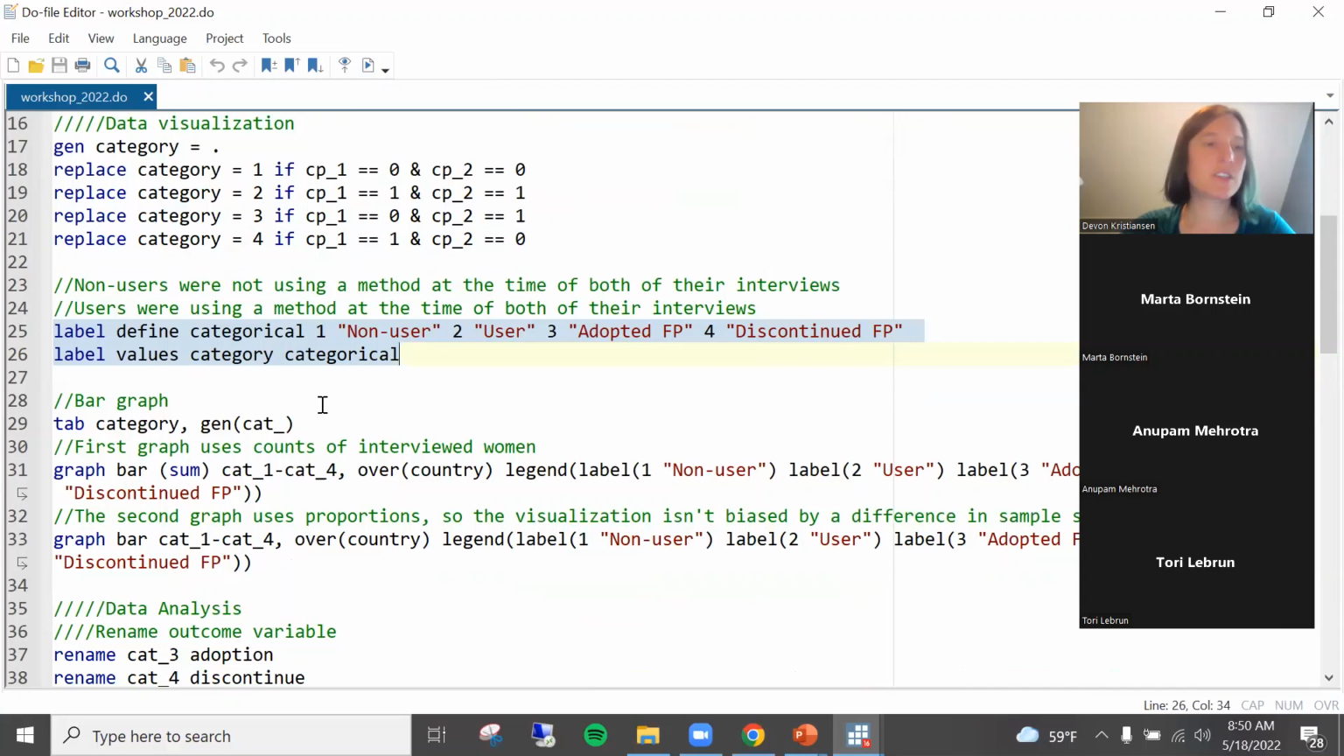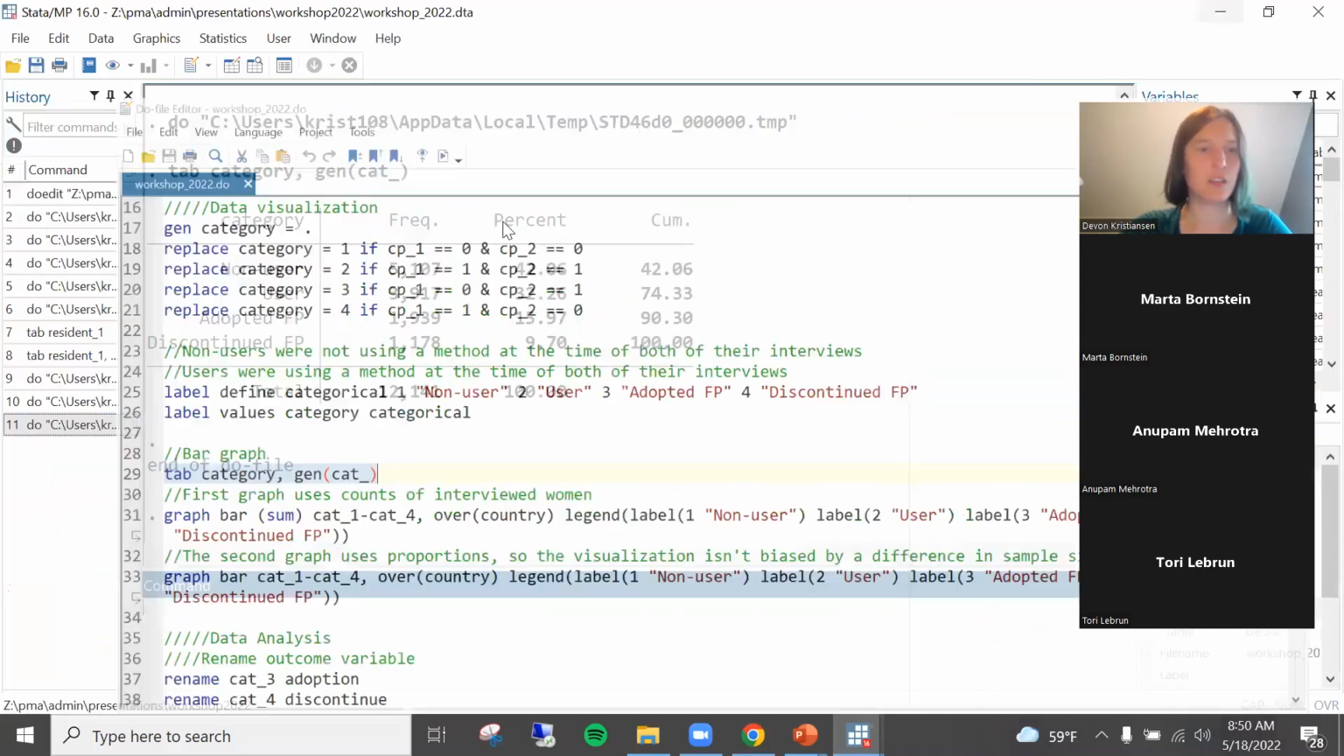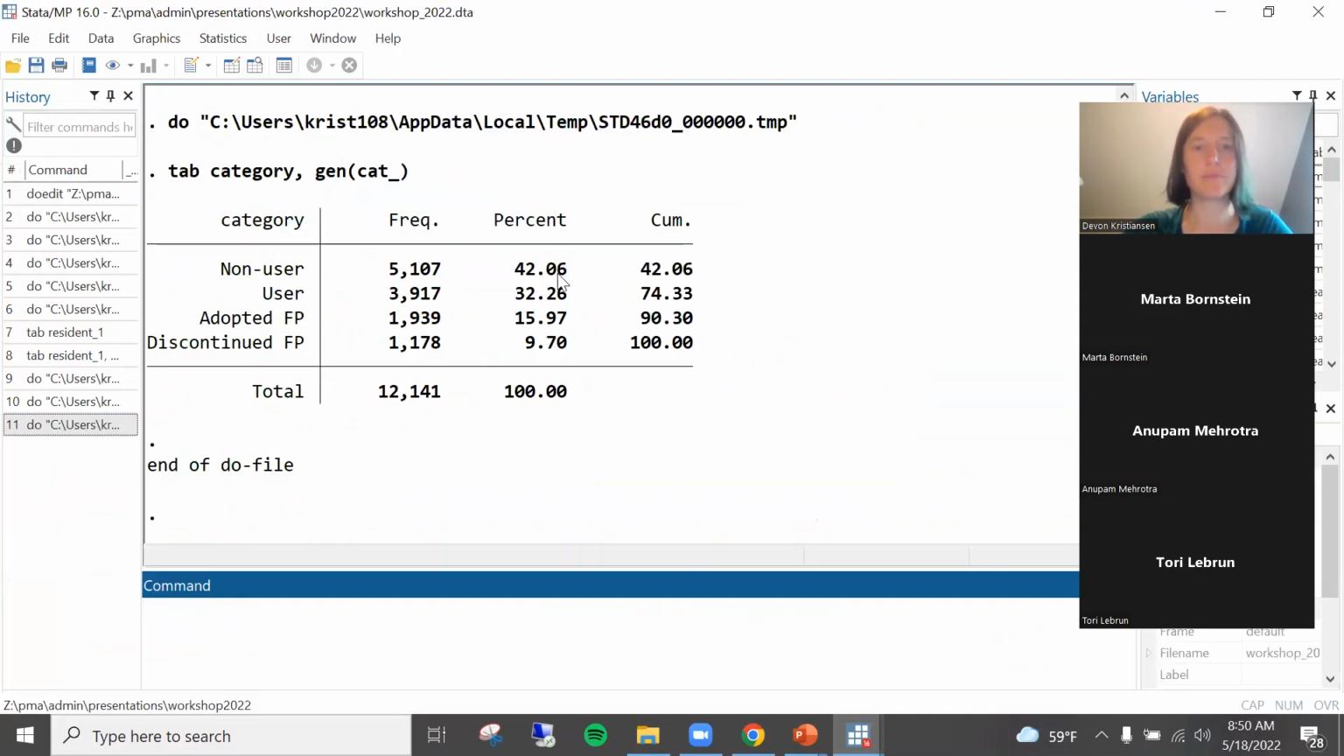And so first I want to make it easier to visualize these in Stata. So I'm going to create separate dummy variables for each of the categories. So I'm going to tabulate category and generate 4 dummy variables out of that. So now we had about 42% non-users, 32% users, about 16% adopted, and just under 10% discontinued.